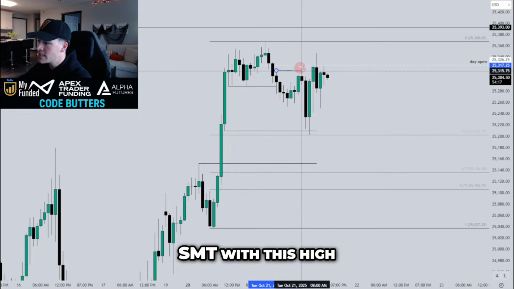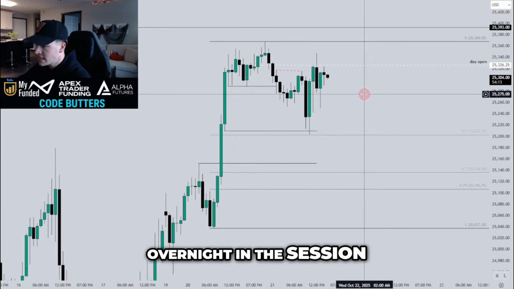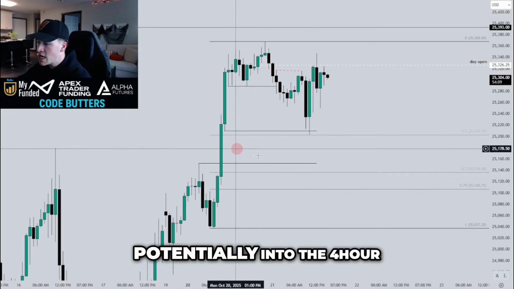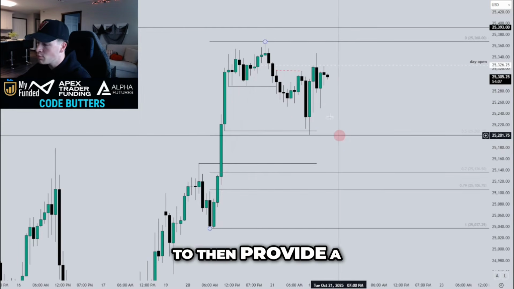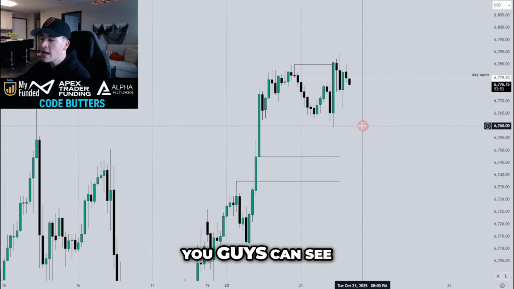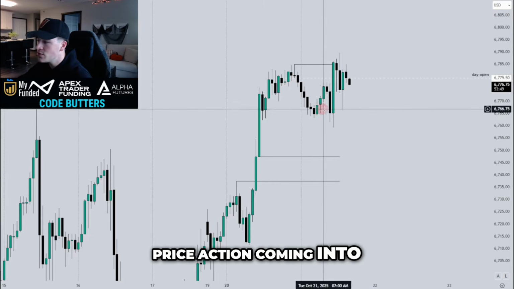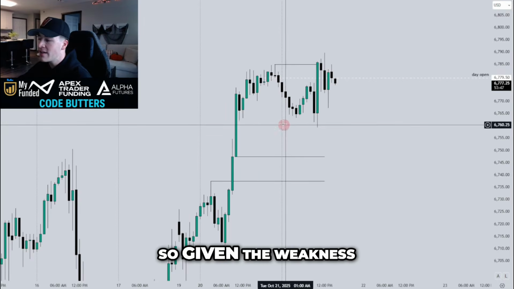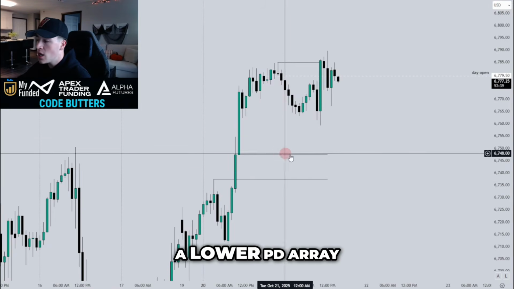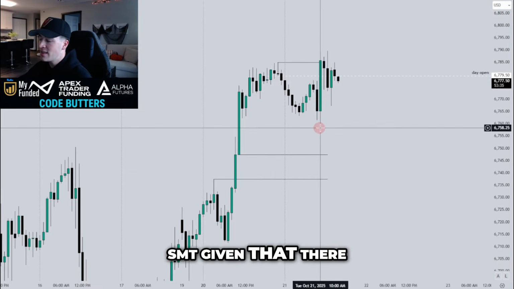We had an internal SMT with this high here that was generated overnight in the session. So I was anticipating these lows to get ran potentially into the 4-hour to then provide a bullish SMT to seek higher prices. If we hop over to ES real quick, you guys can see here that ES had a lot more sideways price action coming into AM session open. So given the weakness on NQ, I could expect that NQ would dig into a lower PD array to provide a bullish SMT given that there was a weaker asset.